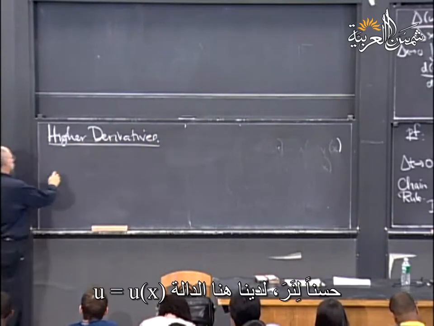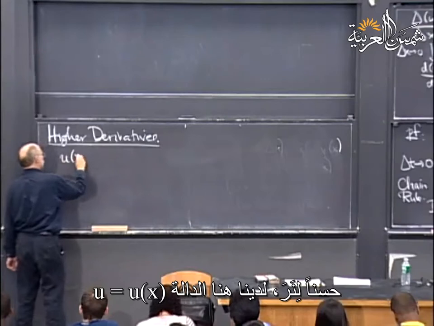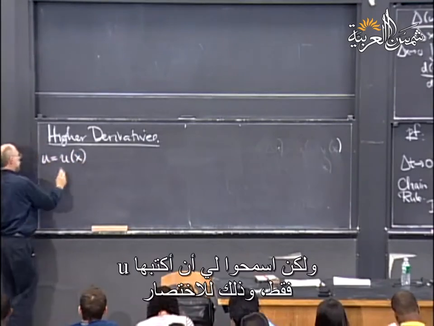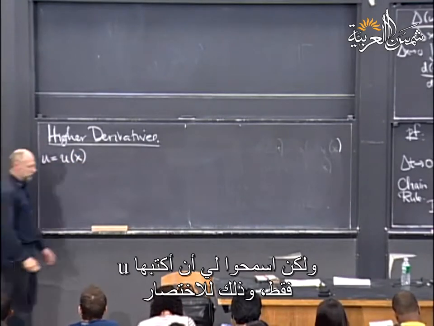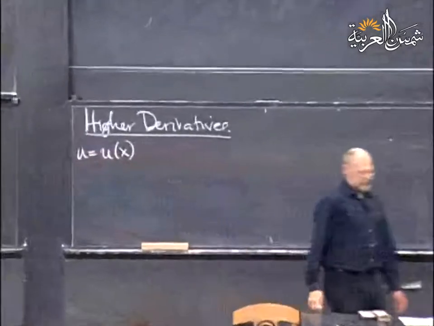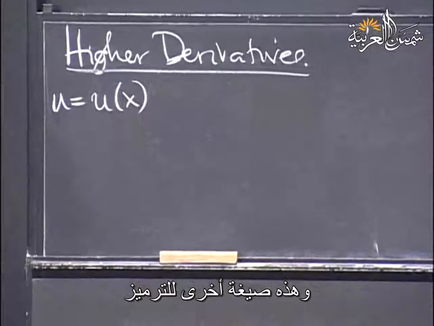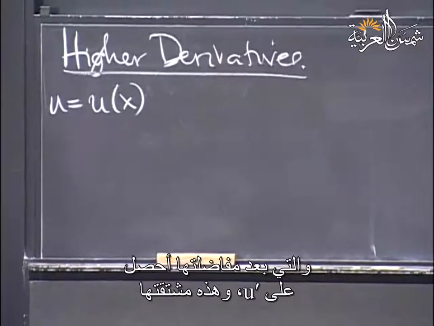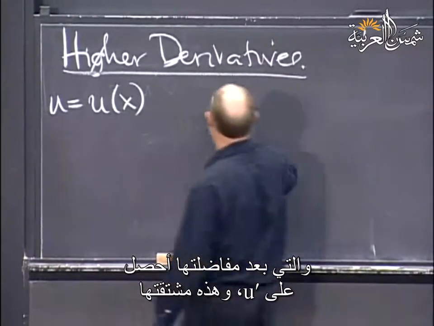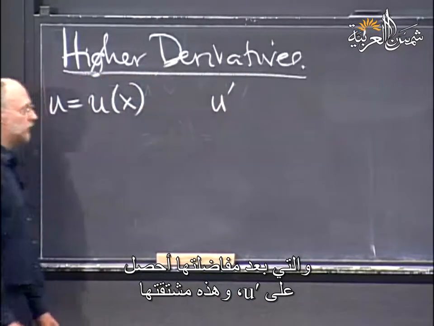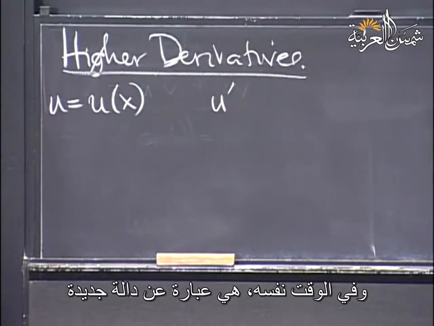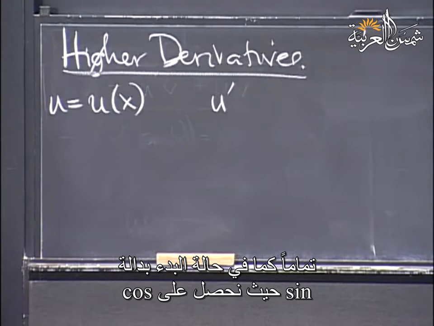All right, so let's see. If we have a function u of x, please allow me to just write it as briefly as u. This is a sort of notational thing. I can differentiate it, I get u prime. That's the derivative. That's a new function. Like if you started with a sine, that's going to be the cosine.